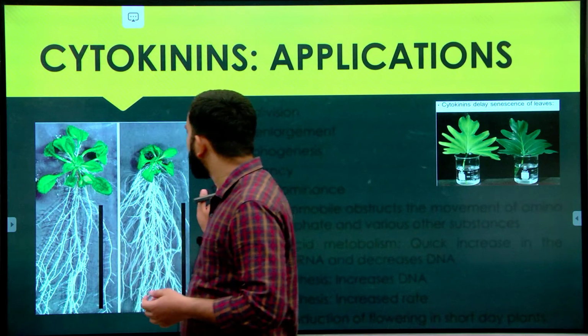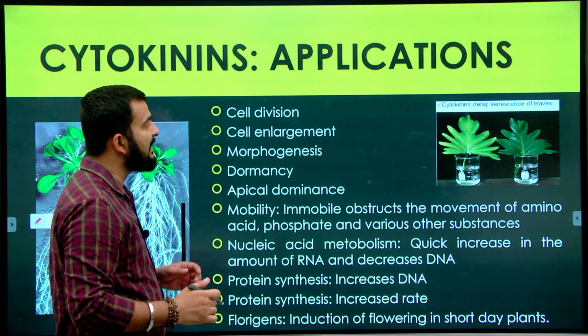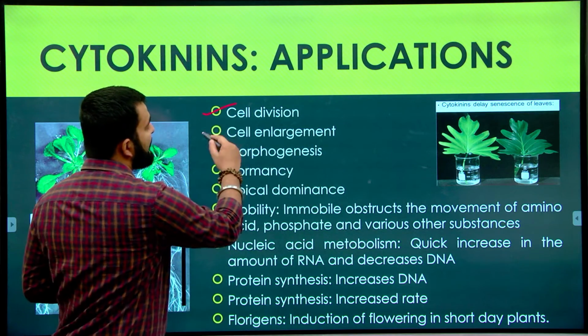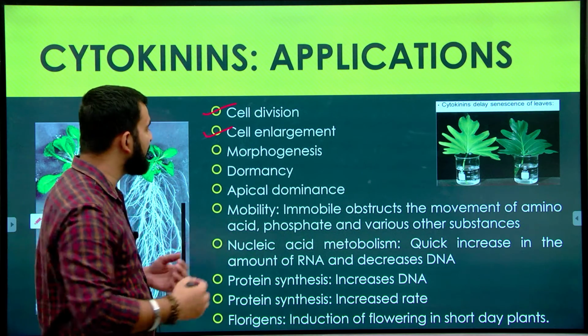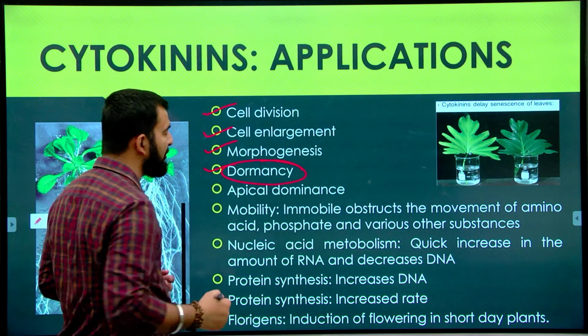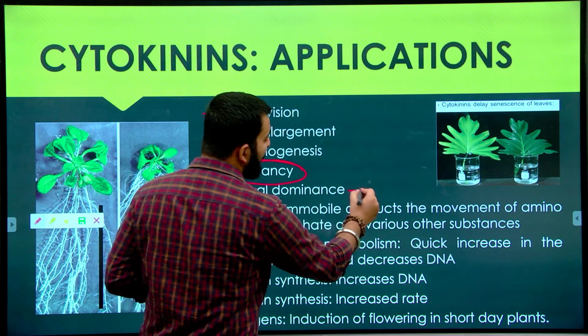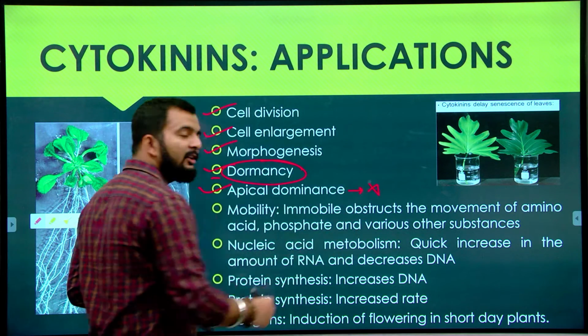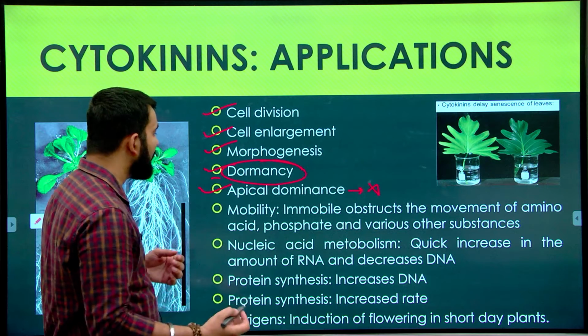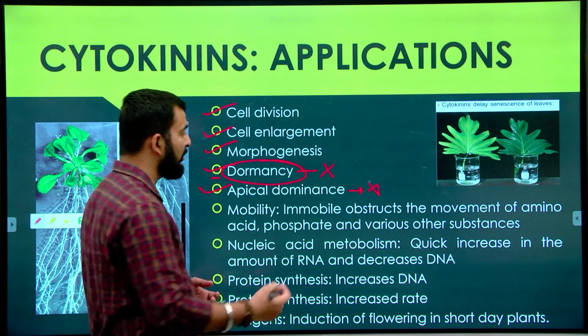Next we will see the uses or applications of cytokinins. Cytokinins are helpful in cell division, cell enlargement, we have already studied, morphogenesis, and dormancy, it breaks the dormancy of the plant. Then apical dominance, it counteracts it, okay, apical dominance will be prevented, dormancy will also be prevented, that is it will initiate growth, okay.